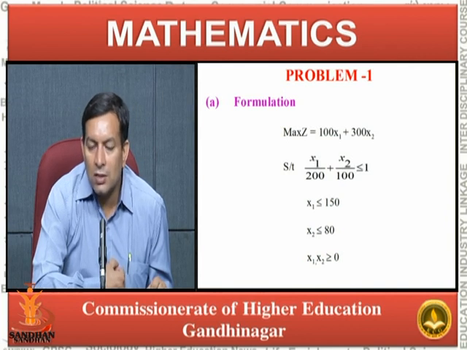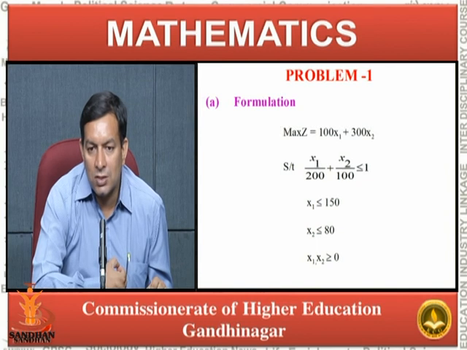So friends, you can see the word problem LPP is converted into mathematical form. We get an objective function and three constraint equations. As there are two variables here, to solve it we can use the graphical method. The first constraint equation can be rewritten by taking the LCM.